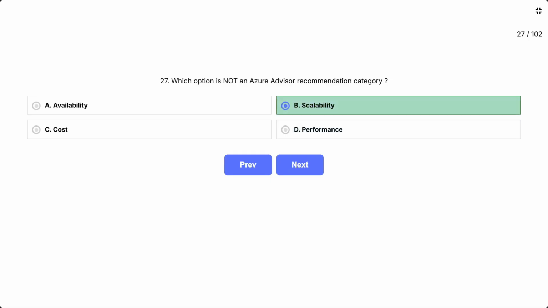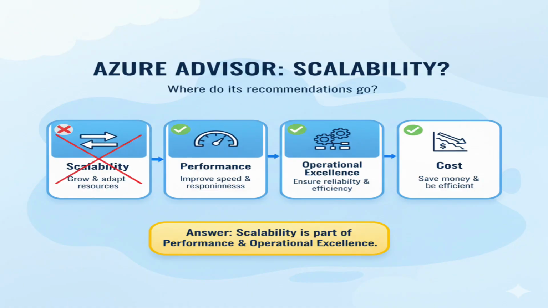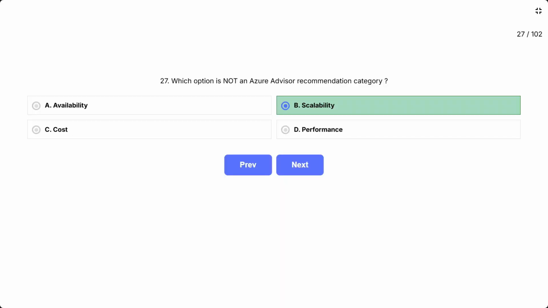Scalability is correct because it's not one of Azure Advisor's official recommendation categories. Azure Advisor actually provides recommendations in 5 specific categories: reliability, security, performance, cost, and operational excellence. While scalability is an important concept in Azure, it's not a standalone category in Azure Advisor. Instead, scalability-related recommendations would typically fall under the performance or operational excellence categories.